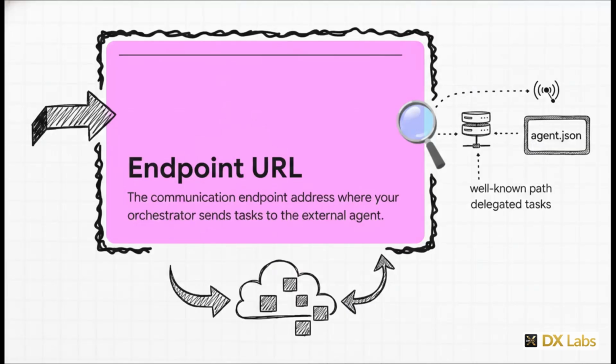All right, the absolute foundational requirement for this integration is your endpoint URL. Think of it as the exact communication address where your Copilot Studio orchestrator is going to route its delegated tasks. But here's the technical logic you really need to understand as cloud engineers. You aren't manually configuring the full discovery path. Instead, the orchestrator takes that base endpoint you provide, and it automatically appends the industry-standard well-known path to fetch the agent.json card. This metadata payload, that's the blueprint that tells the orchestrator exactly how to interact with the external system.